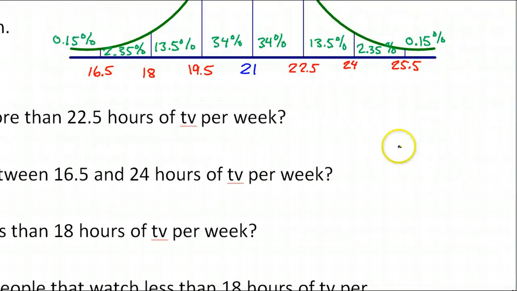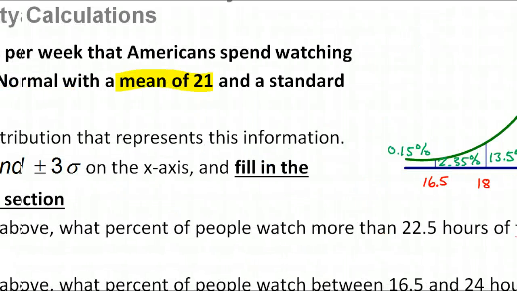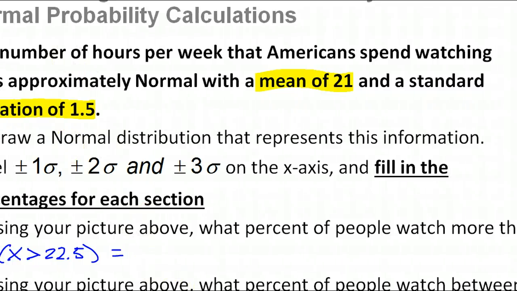Picture-wise, greater than 22.5 is going to be this area in here. So you could just count up these three percentages, and I believe you're going to get 16%. Just add up these three percentages, and you will find that that is 16%.